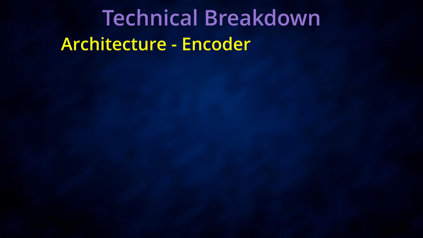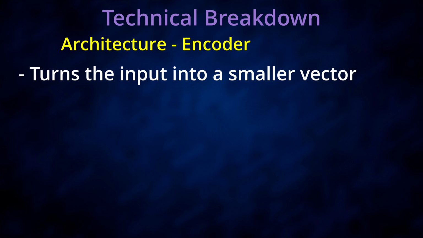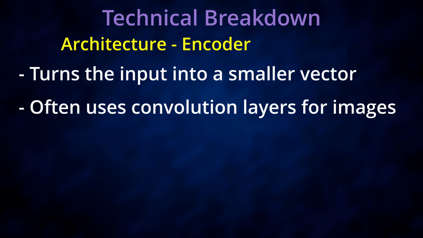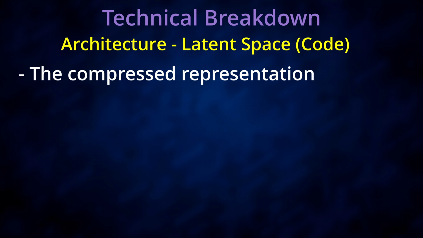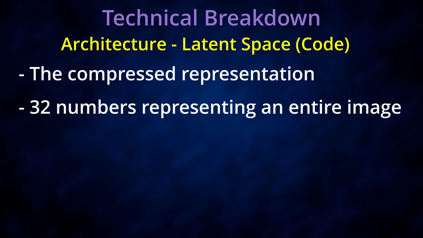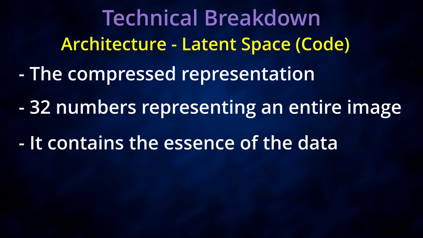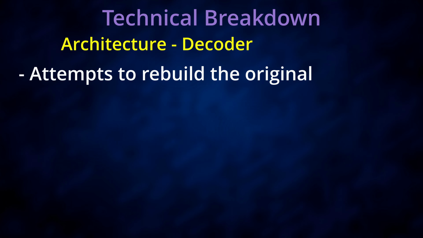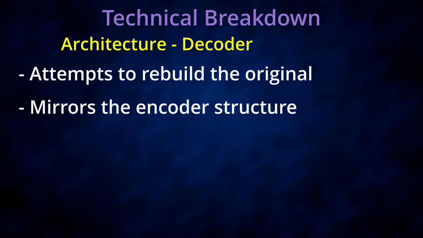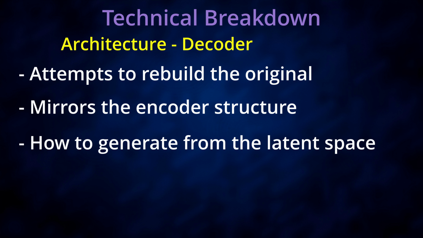Technical breakdown, an approachable deep dive. Architecture. An autoencoder has 3 main parts. The encoder turns the input into a smaller vector, often using convolution layers for images, and extracts features progressively. The latent space is the compressed representation, which may be as small as 32 numbers representing an entire image. Ideally, it contains the essence of the data. The decoder attempts to rebuild the original, mirrors the encoder structure, and learns how to generate from the latent space.